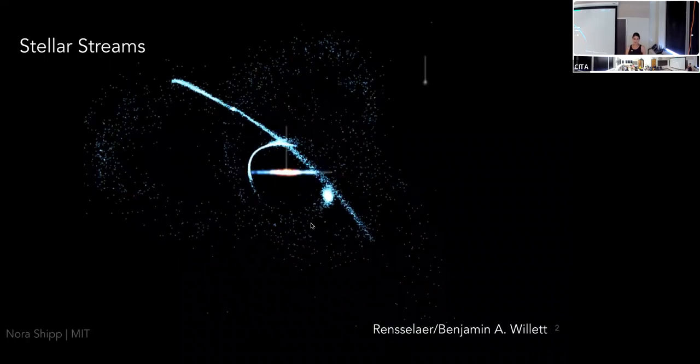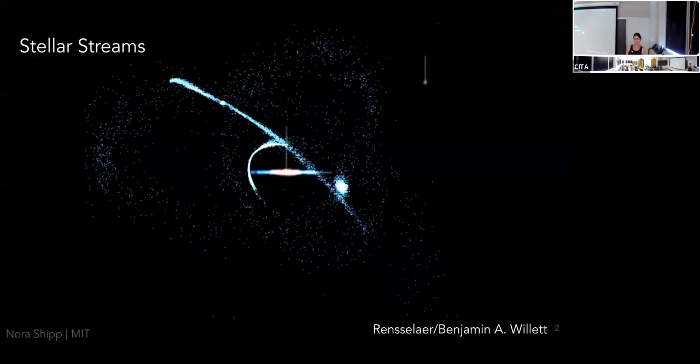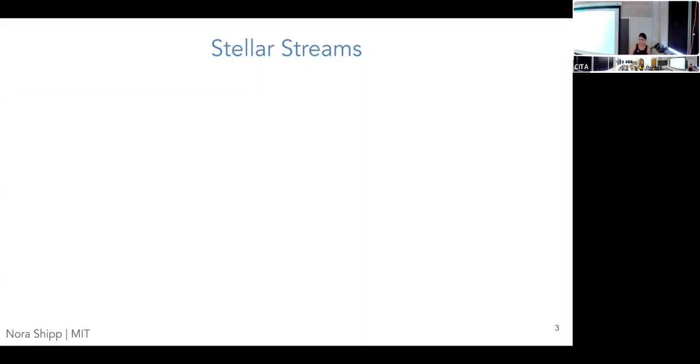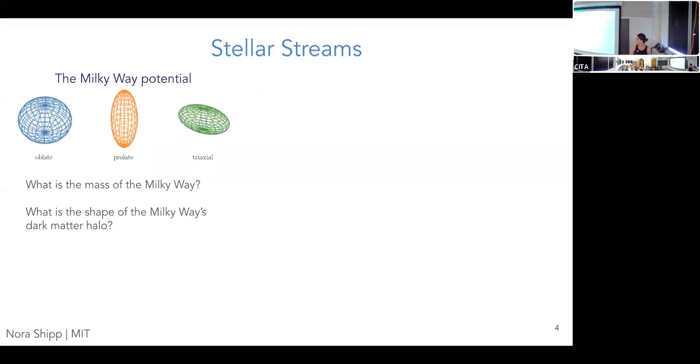Over the past few years, we've really been building up the population of Milky Way stellar streams. Now we know of around 100 streams in the Milky Way. We've also been improving the quality of other observations, getting measurements of their proper motions from Gaia and their radial velocities with various spectroscopic surveys. There's a lot of really exciting science that we can do with stellar streams.